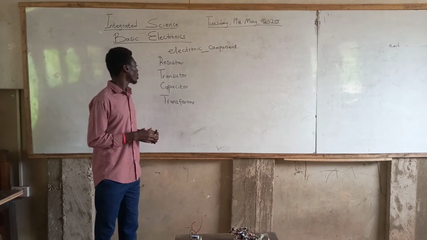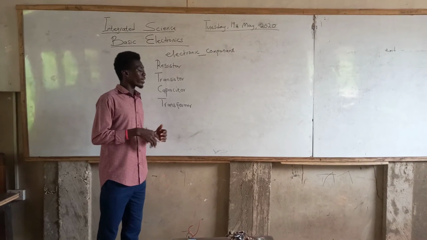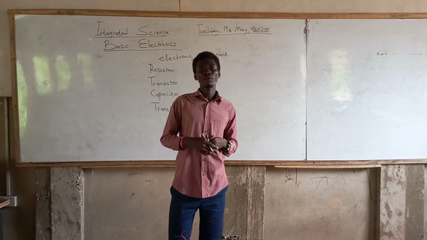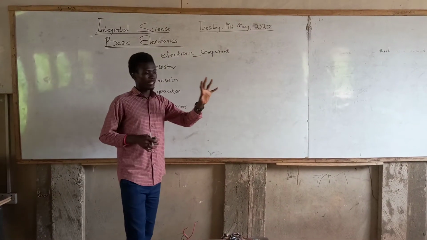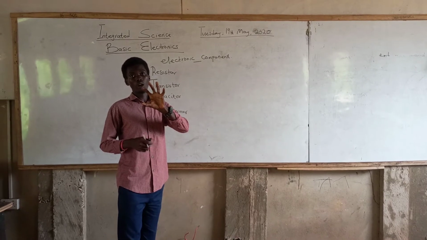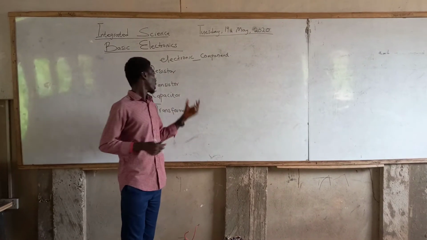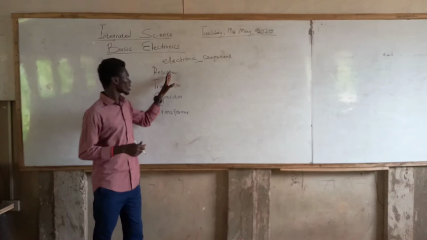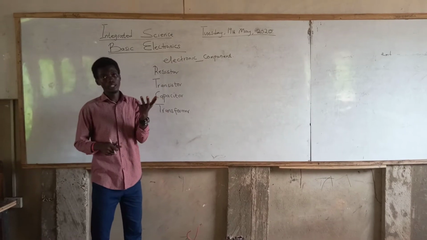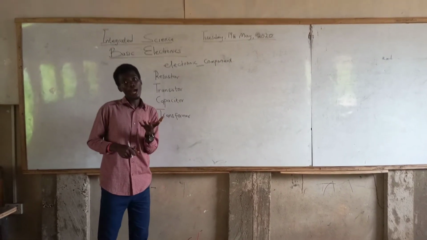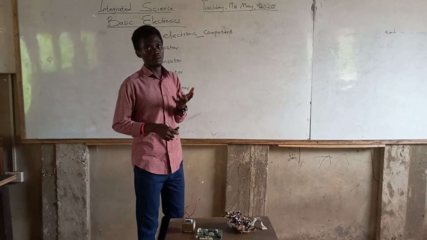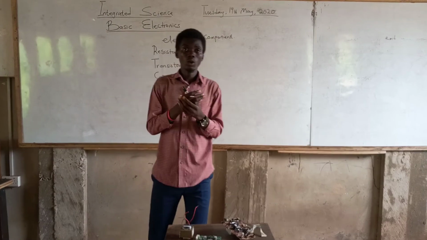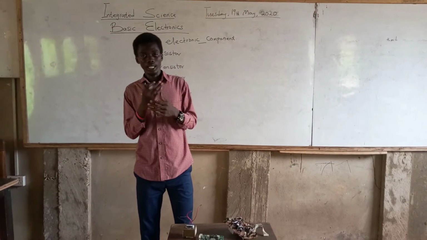Okay, so let's look at the transistor. The function of the transistor is to amplify current. The resistor is resisting the currents or the electrons, too much electrons or currents, while this one is amplifying, it's increasing. This one is resisting it, this one is increasing it. So the transistor amplifies or increases currents or electrons in an electronic appliance or gadget.